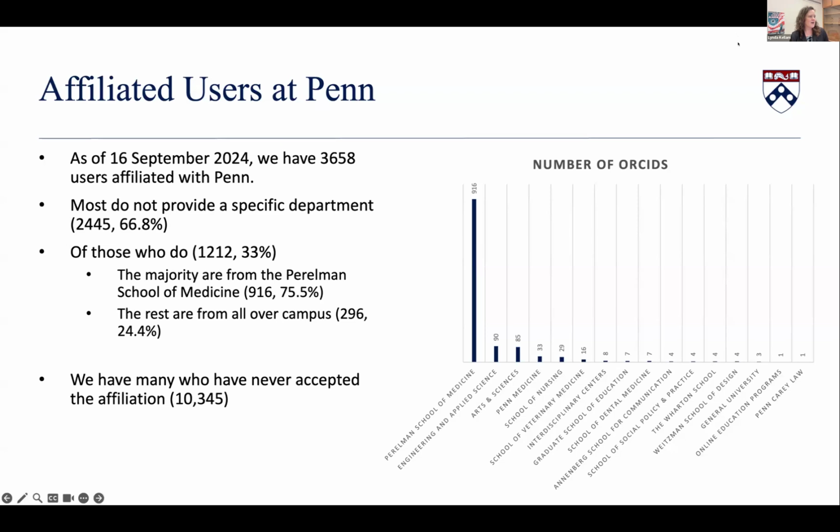That being said, there are about 10,000 people in our affiliation manager who've never accepted the affiliation. And I'll talk about why we have so many who have never accepted. I don't think that's necessarily a negative thing. It's just that the mechanism by which they were put into the system is something to think about when you're doing this kind of work.